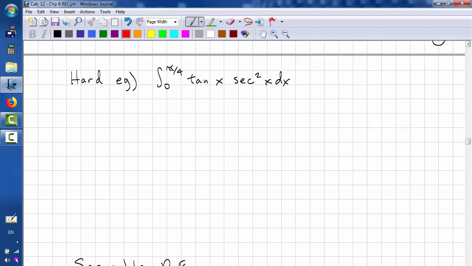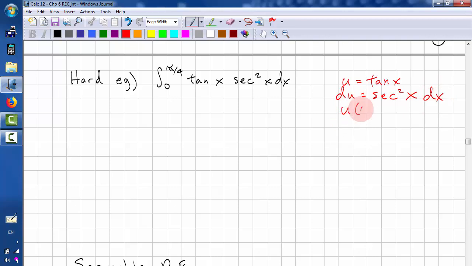Let's look at a hard example. Integral from 0 to pi over 4 of tan x secant squared x dx. Okay, it might be hard to see where we're going for this. We could try u as being secant x, or we can have u equal to tan x. This time, we're going to have u equal to tan x. And there's never one way of doing these. There's usually more than one way, but sometimes one way is going to be faster than another way. So du equals secant squared x dx.